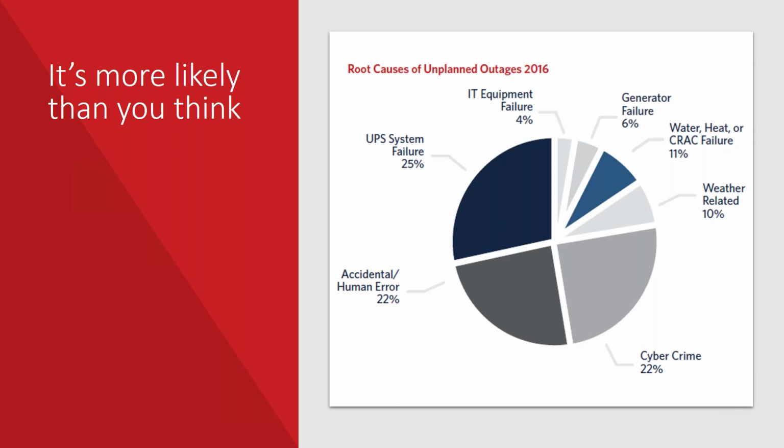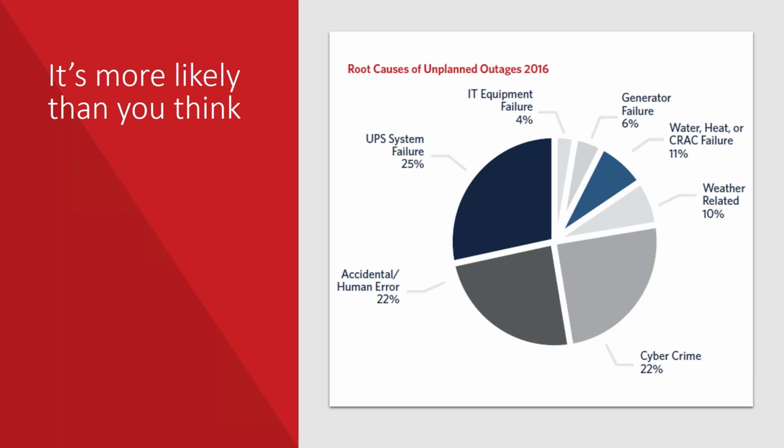As I say, it is more likely than you think. Unlike perhaps the picture that we showed on the intro slide, it's not actually these sort of apocalyptic natural disasters that most people need to be concerned about. The chart here shows straight away that UPS or power failures, human errors, and cybercrime are all far more likely to actually cause a disruption to your business.